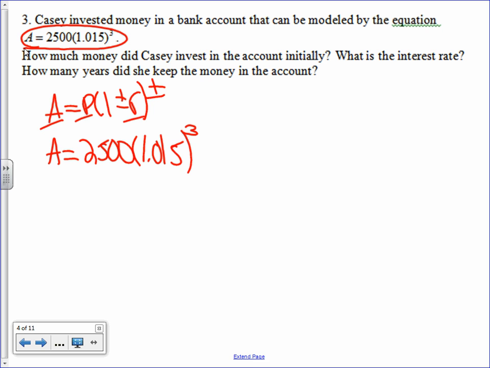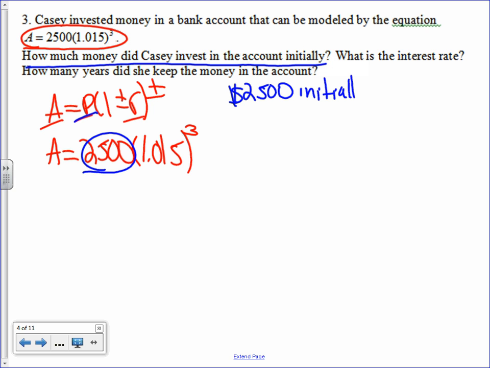So, it asks how much money did Casey invest in her account initially. P is the initial value. P is 2500. 2500 initially invested.